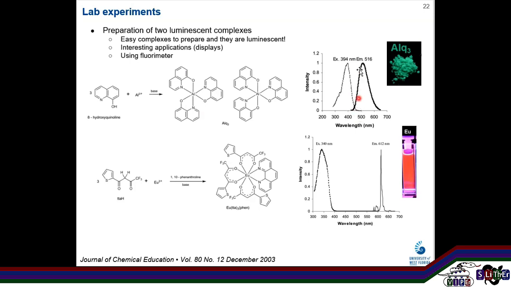You get these pretty broad emission bands, and this is a broad excitation band. For the europium complex, you see a very narrow emission band at 612, which is due to that specific transition that we identified earlier.